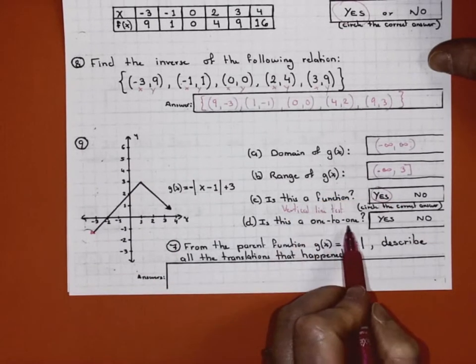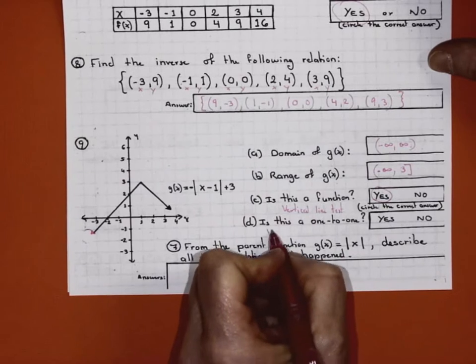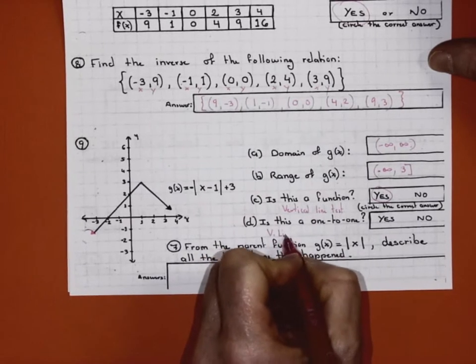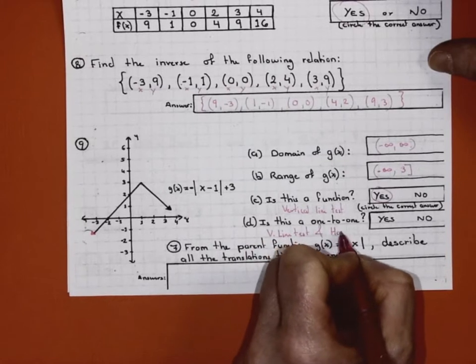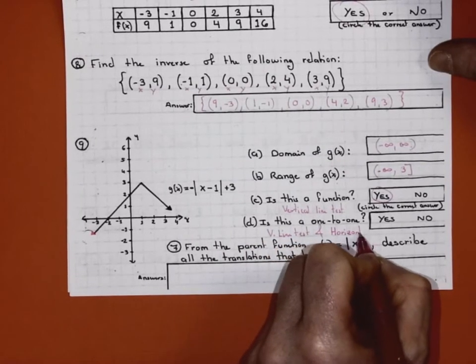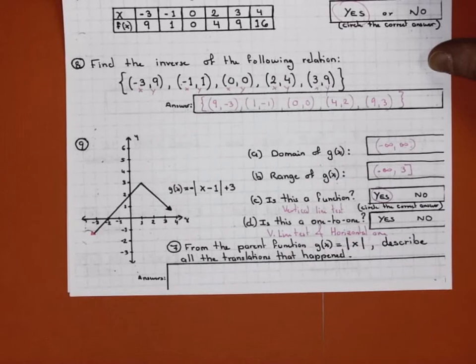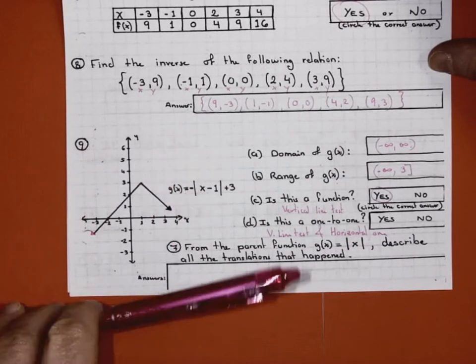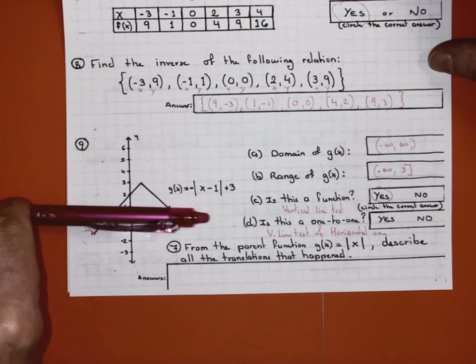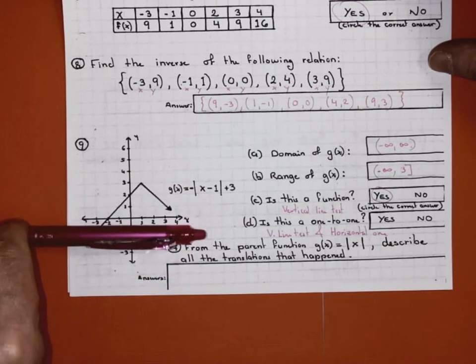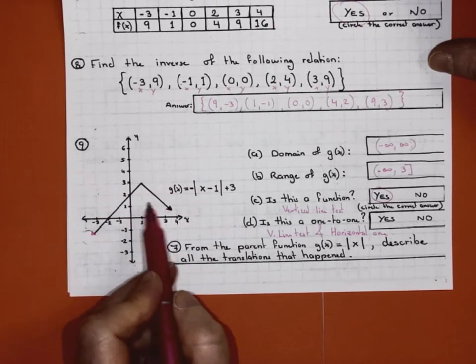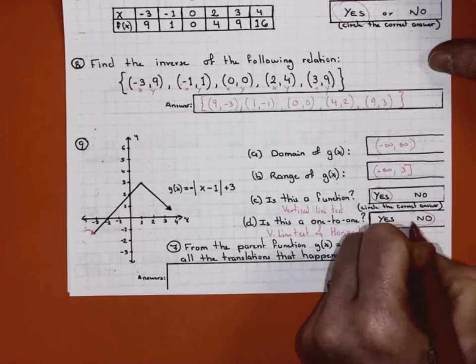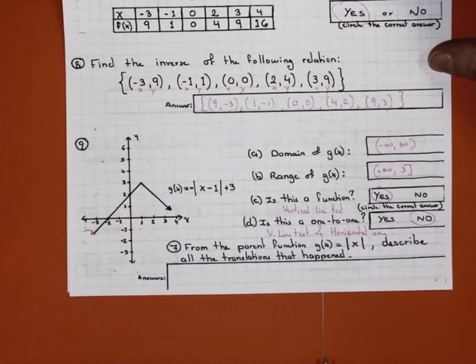Is it a one-to-one? Now one-to-one means it has to pass the vertical line test and the horizontal line test. So vertical, we said it passes. Does it pass the horizontal? It doesn't, because when you're sweeping through with a horizontal line, you're going to touch at two different spots. So no, this is not a one-to-one.